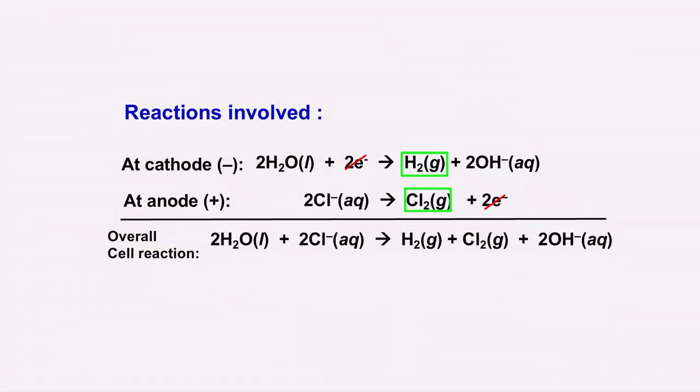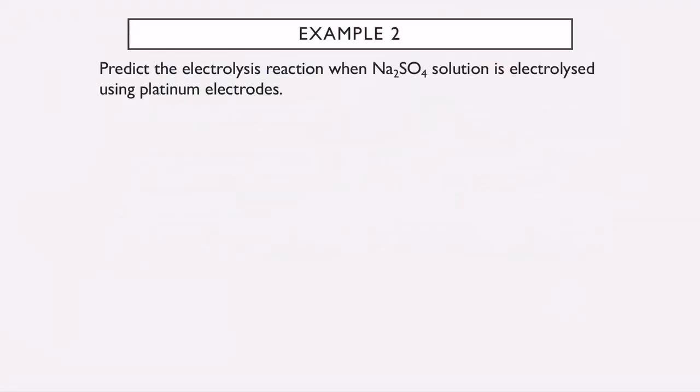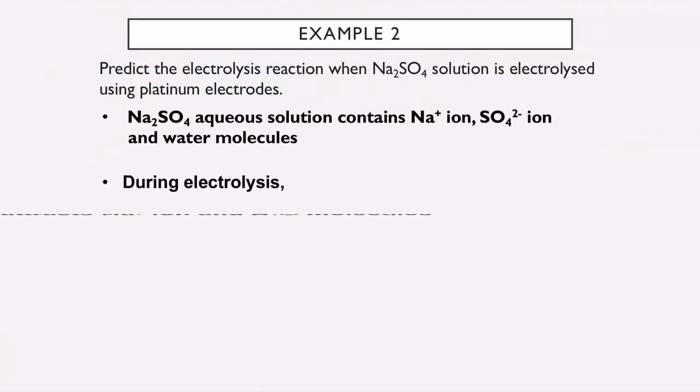So what are formed at your electrodes? So at cathode you form hydrogen, 1 mole of hydrogen gas. At anode you form 1 mole of chlorine gas molecule, okay. Alright, for this one you can read it by yourself.